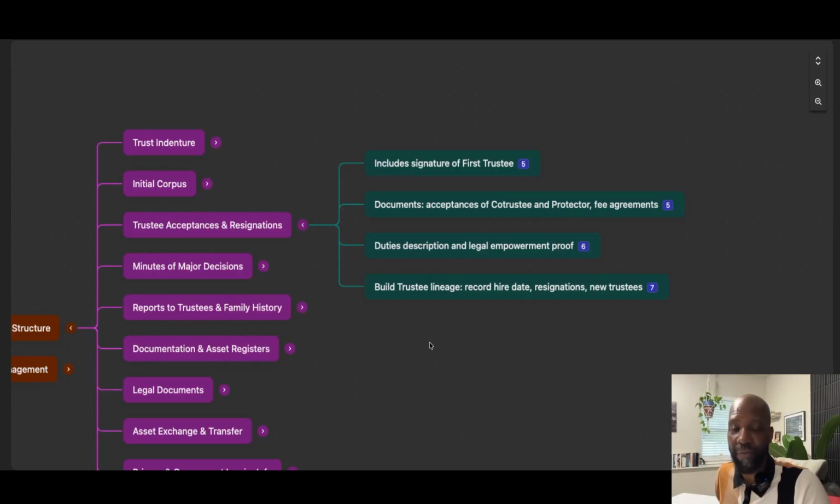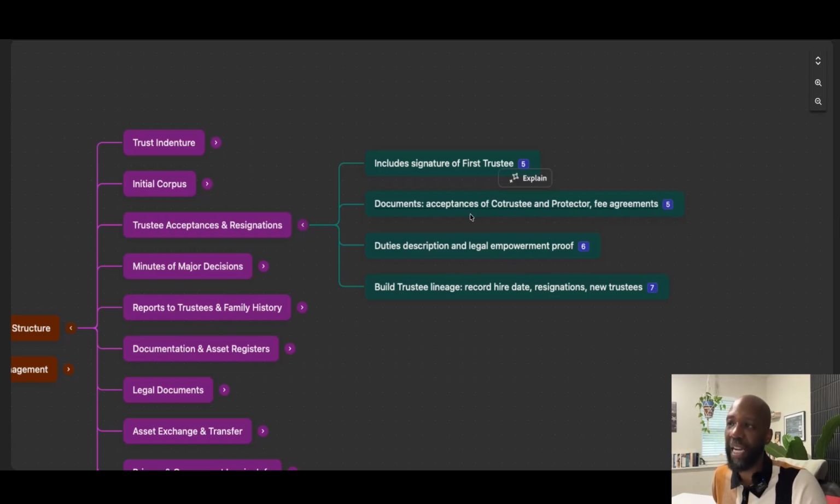Include signature of first trustee. So whoever it is, the first trustee, you can't start the trust without having a trustee. The grantor, trustee, and beneficiaries. You need all 3 of those to start the trust legally. And you get more trustees later? Yes. More beneficiaries? Maybe not so much, right? You will have to change the whole declaration.